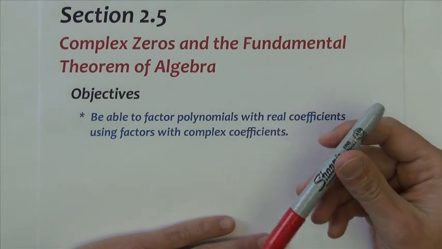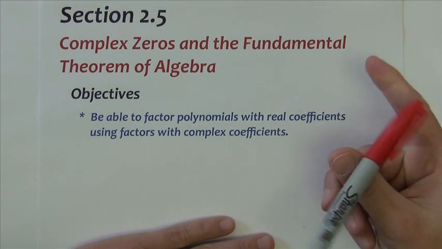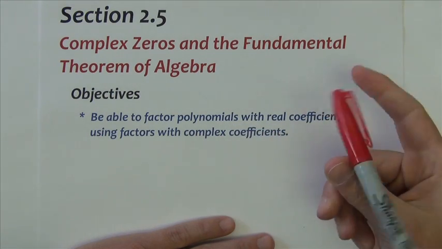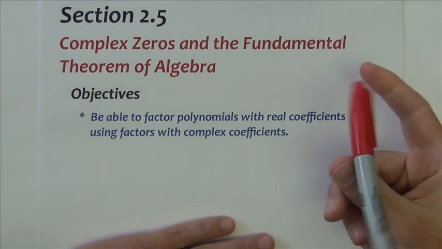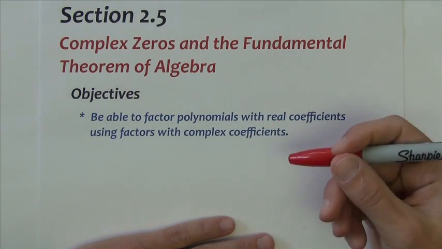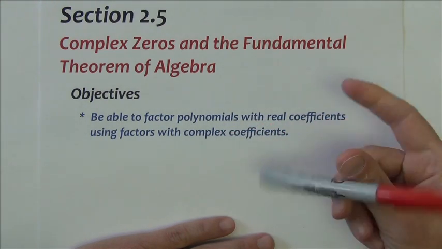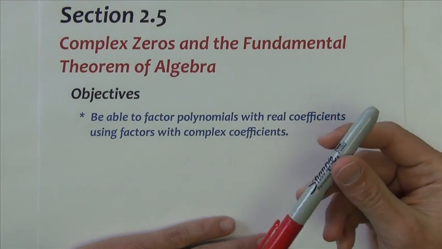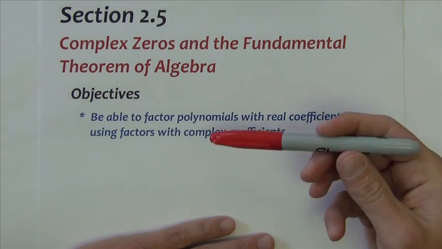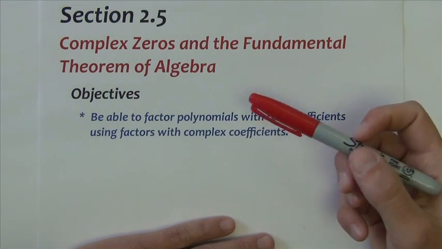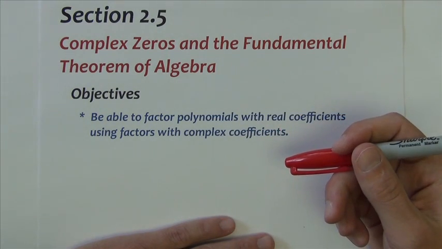Section 2.5 is titled Complex Zeros and the Fundamental Theorem of Algebra. What we're basically doing in this section is expanding on what we did in the last section. In the last section we were talking about finding rational zeros and then expanding that to real zeros with the last example. And in this one we're expanding that to complex zeros. Okay, zeros that are maybe non-real, so imaginary zeros.